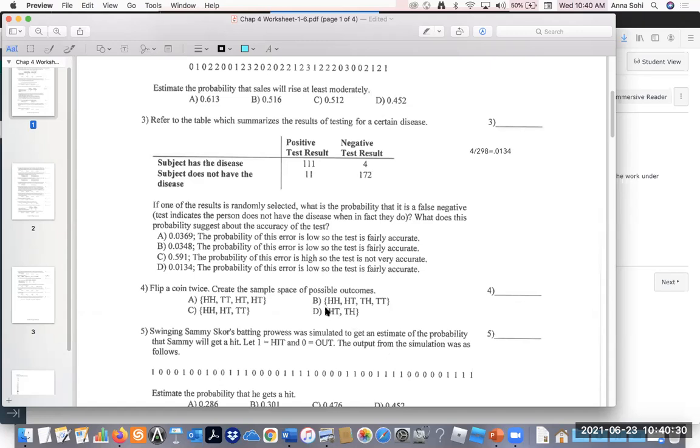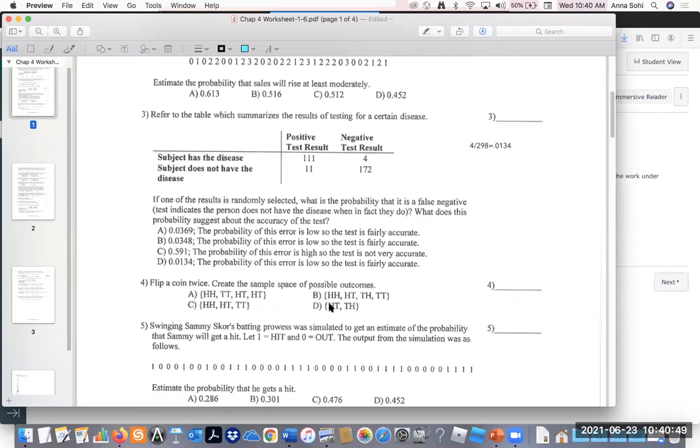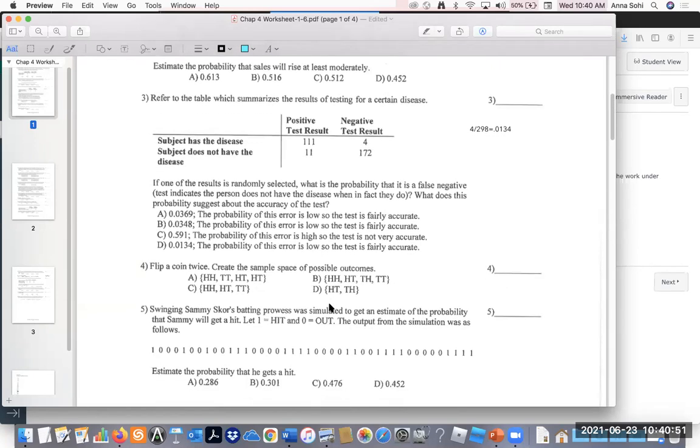So if you answered B, that is correct. But if you said D, tail, tail, and head, head, are not in D. So it's not correct. But head, head, head, tail, tail, head, and tail, tail are the possibilities. So many of you said B, that is correct.